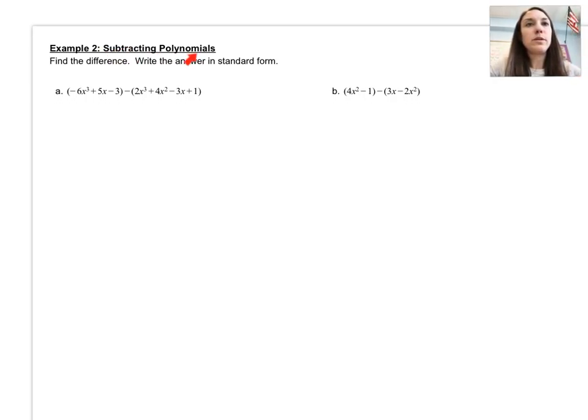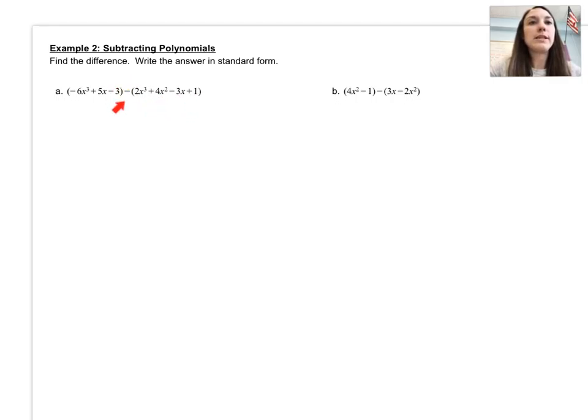In example 2, we are going to be subtracting polynomials. We are also going to be writing our answer in standard form, so biggest exponent to smallest exponent. In letter A, we have negative 6x to the third plus 5x minus 3, and we are subtracting 2x to the third plus 4x squared minus 3x plus 1.